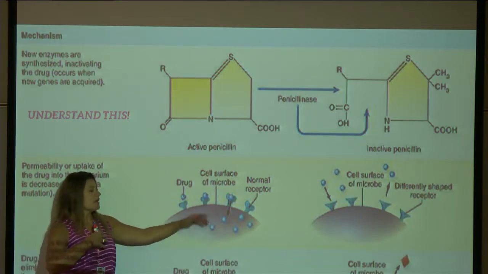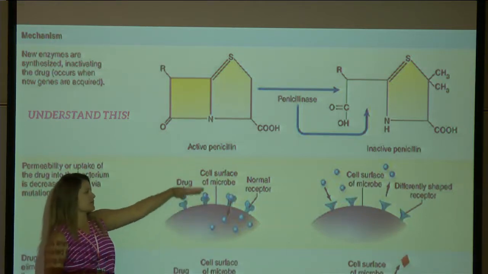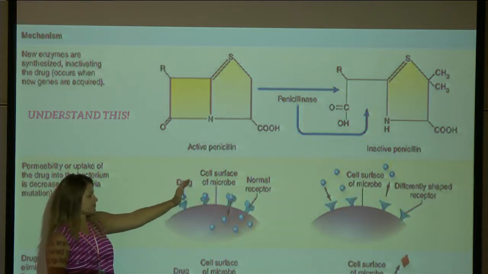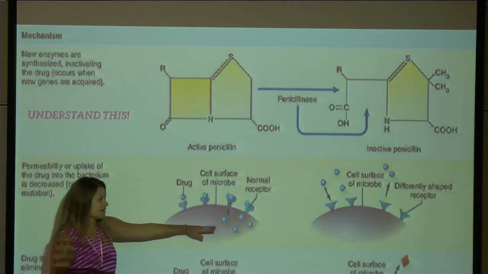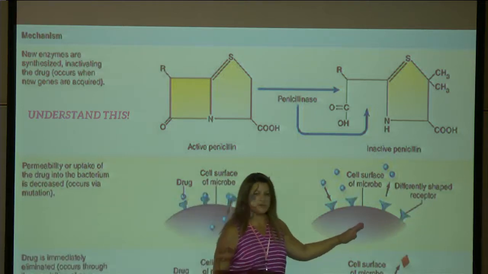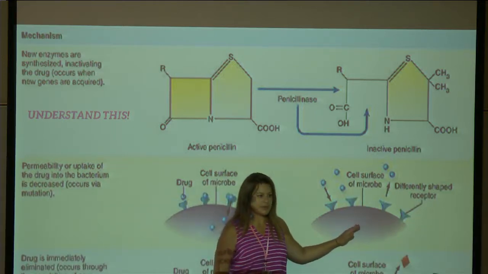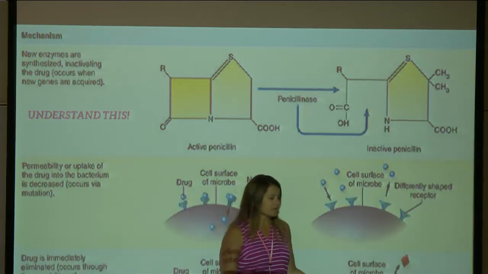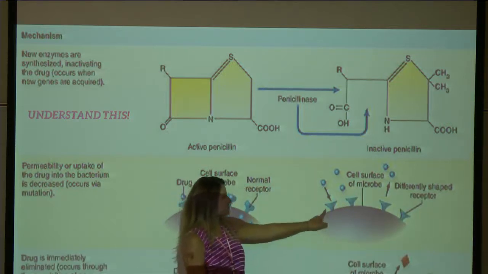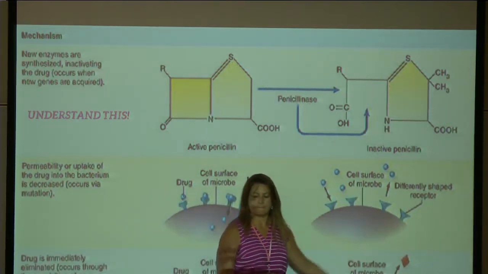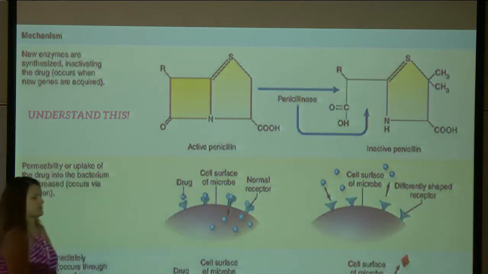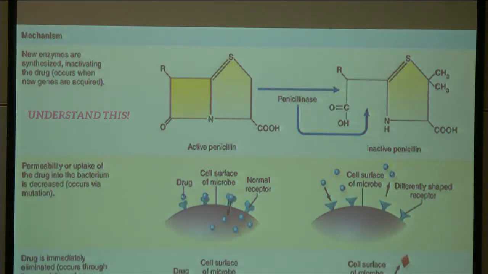Awesome. As these strains are adapting to allowing this drug inside, what they're doing is, well, if we change the shape of our receptor, the drug can't come inside anymore. It cannot get inside the bacteria. So they just change the shape of the receptor. So method number 2, changing the shape of the receptor.